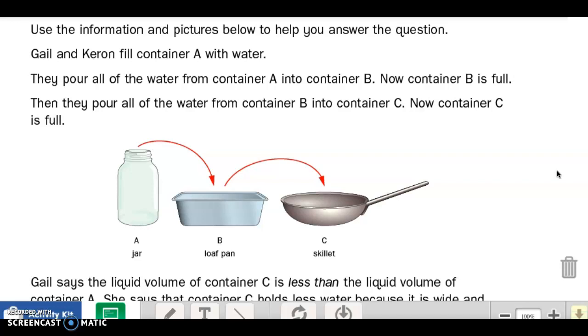This page says use the information and pictures below to help you answer the question. Gail and Kieran, I'm going to say Kieran. Remember, if we're reading something and we don't know exactly how to pronounce the word, as long as you keep saying the same name and it works for the story, it's good to go. So Gail and Kieran fill container A with water. So here's A, they fill this one with water. They pour all of this water in container A into container B. Now container B is full. Then they pour water from container B into container C. Now container C is full.